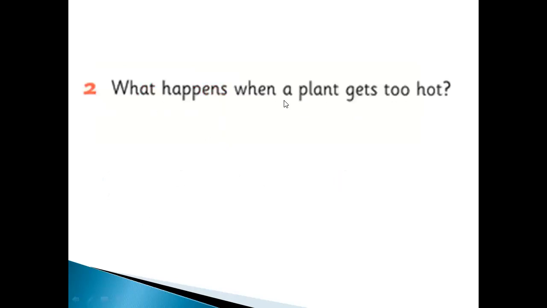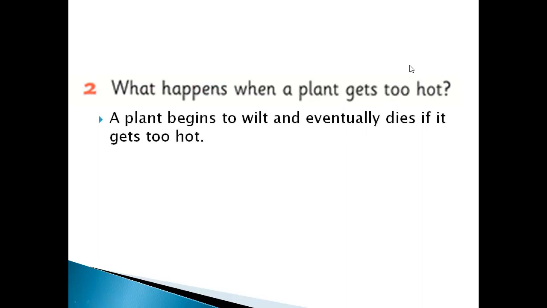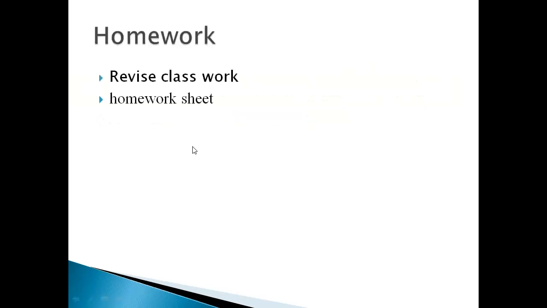What happens when a plant gets too hot? It will die. If it gets too hot or too cold, in both cases the plant cannot grow well and it will die. A plant begins to wilt in a hot place and eventually dies. Or you can write an easy sentence: it will die if it gets too hot.